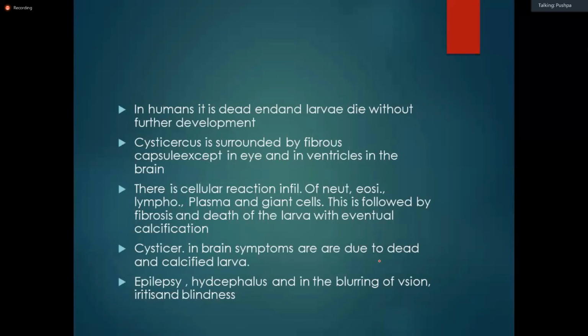Cysticercosis in the brain: symptoms are due to the dead and calcified larva. When the brain is involved, the patient will present with fits, vertigo, seizures, or an epilepsy type presentation. If it involves the eye, there will be blurring of vision, iritis, and blindness.